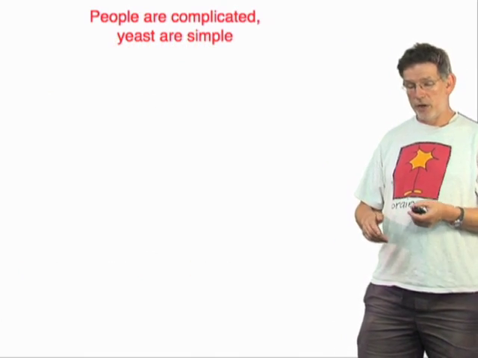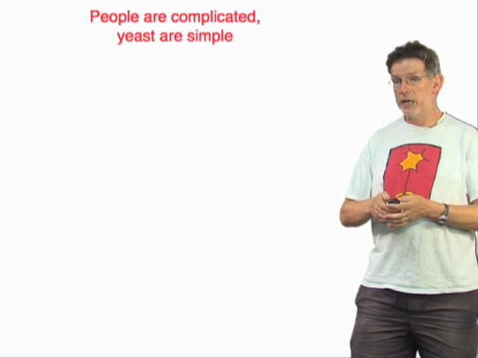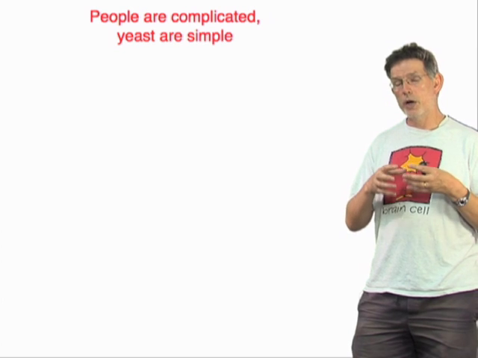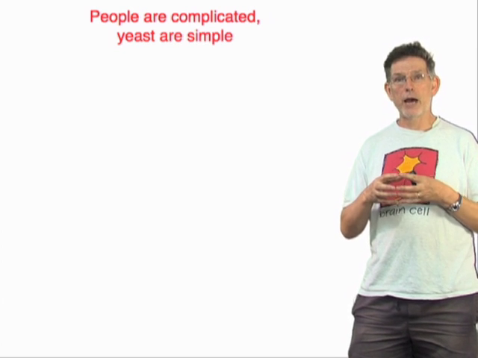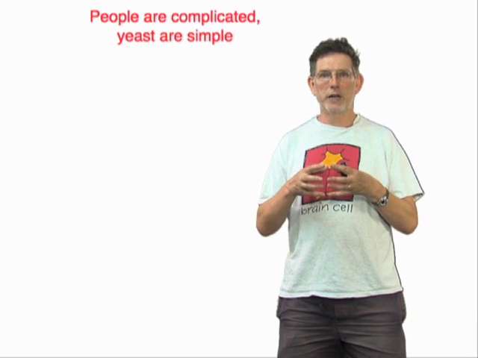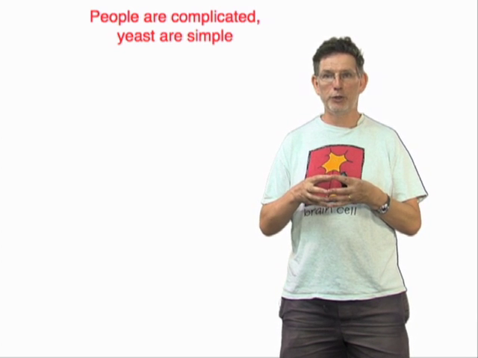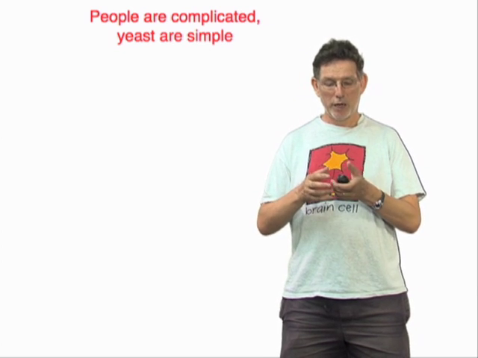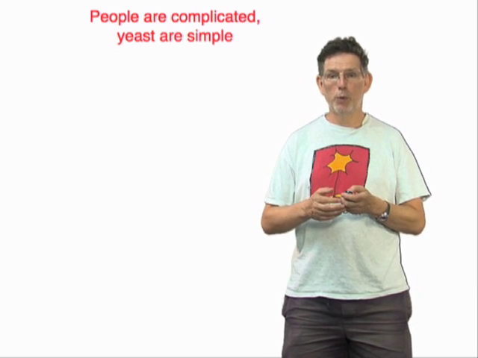So the other hero of our story is our friend the budding yeast, and we work on yeast like lots of people do because yeast are simple. If you want to understand basic principles about how biological systems work, the best way to do that is to find the simplest possible example that you can instead of the most complicated. And yeast are simple and we're complicated, which is why we work on yeast.